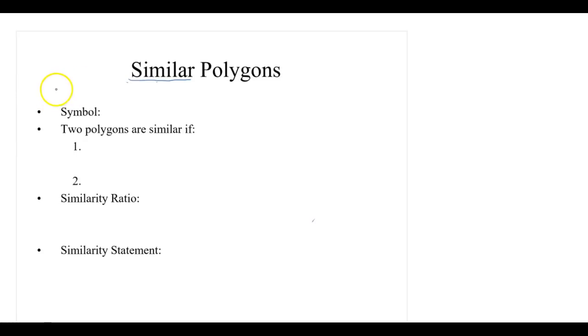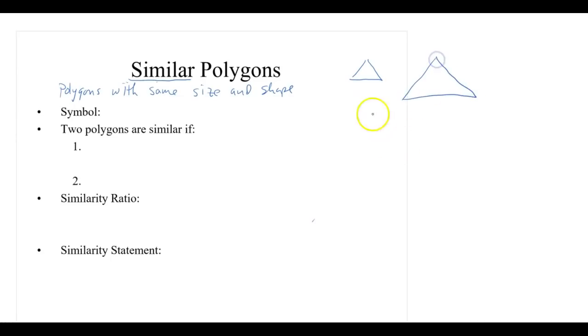If two polygons are similar, they are basically polygons with the same shape, but not necessarily the same size. Okay, so when I look at it, if I just take two triangles, right? If you look at these, they have the same shape, but they are different sizes. The symbol for similarity is just a tilde.